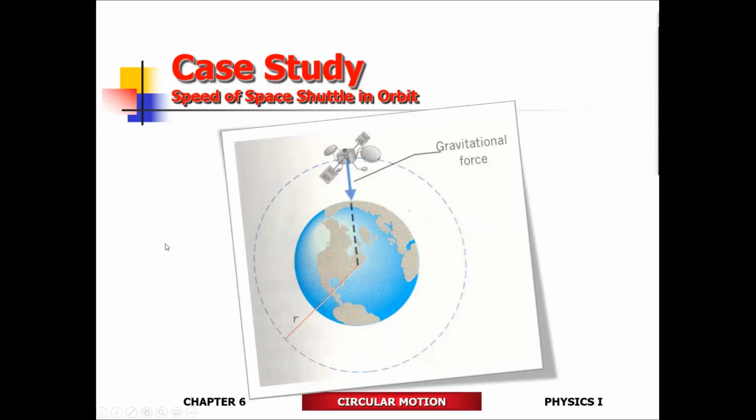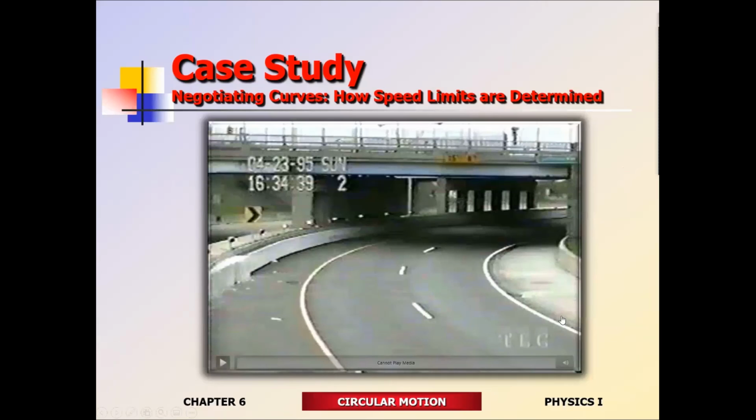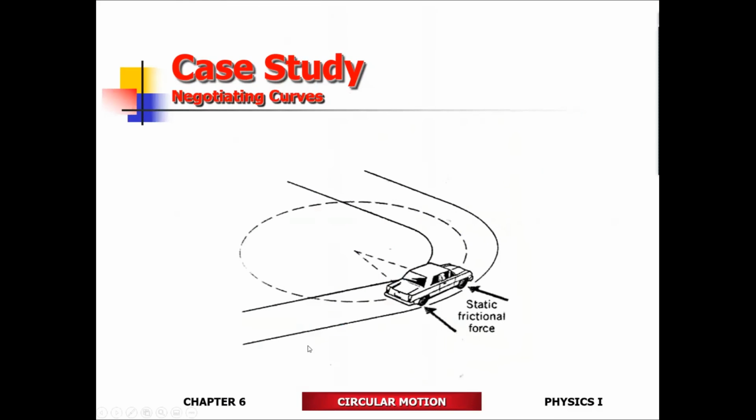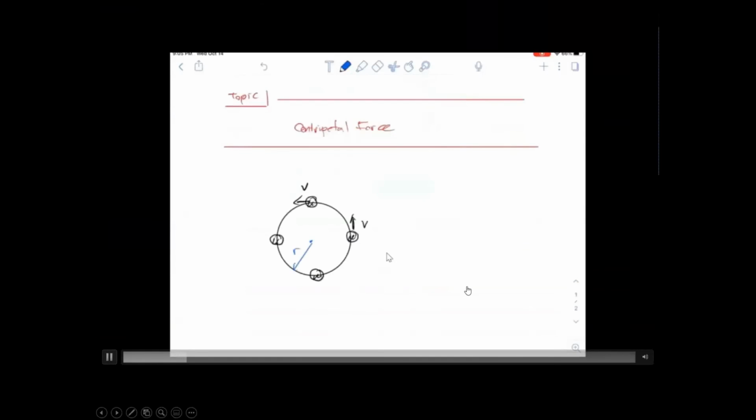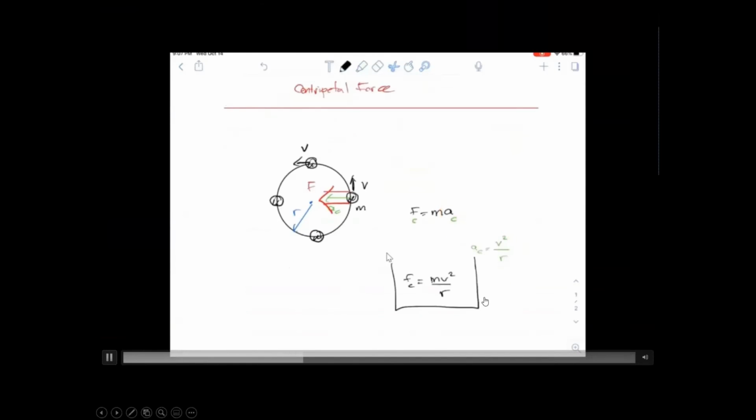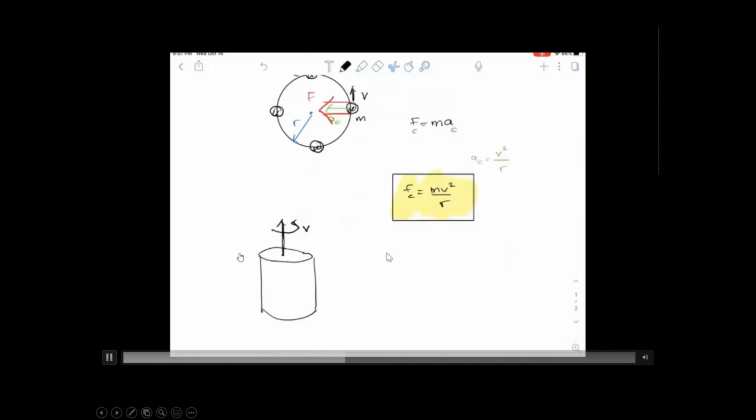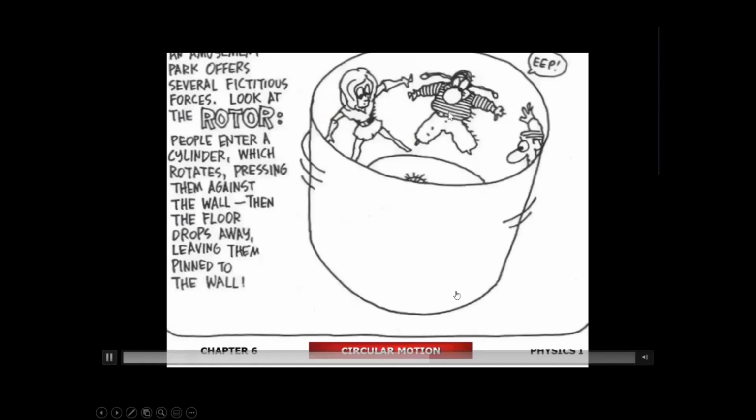The surface force. For a satellite orbiting the Earth, the force which is directed towards the center is going to be gravity. For a car negotiating a curve, the force which is directed towards the center is going to be the static frictional force. Those are examples of centripetal forces that you're looking at. Force is what causes acceleration, so this is the centripetal acceleration. Here's the centripetal acceleration formula. So inside a centrifuge, the centripetal force is the normal force.